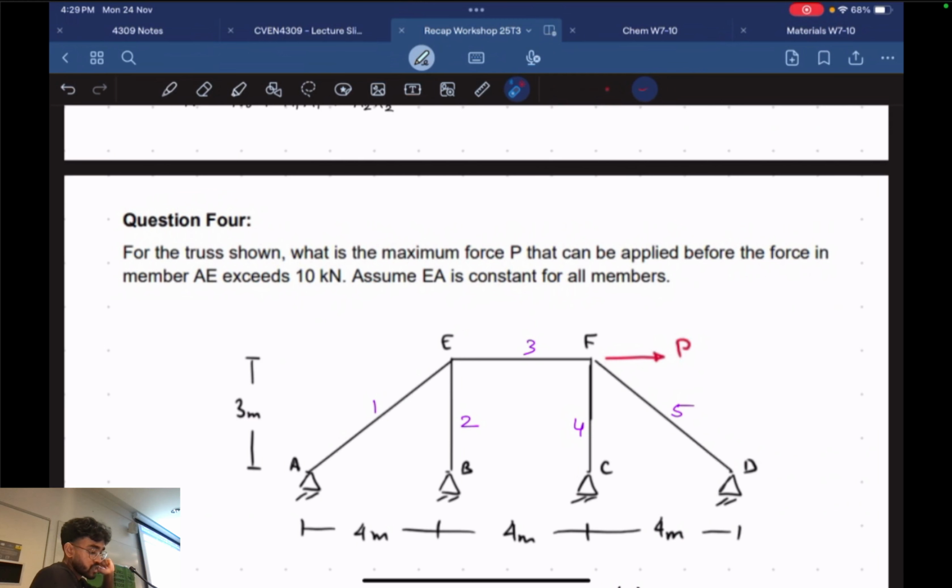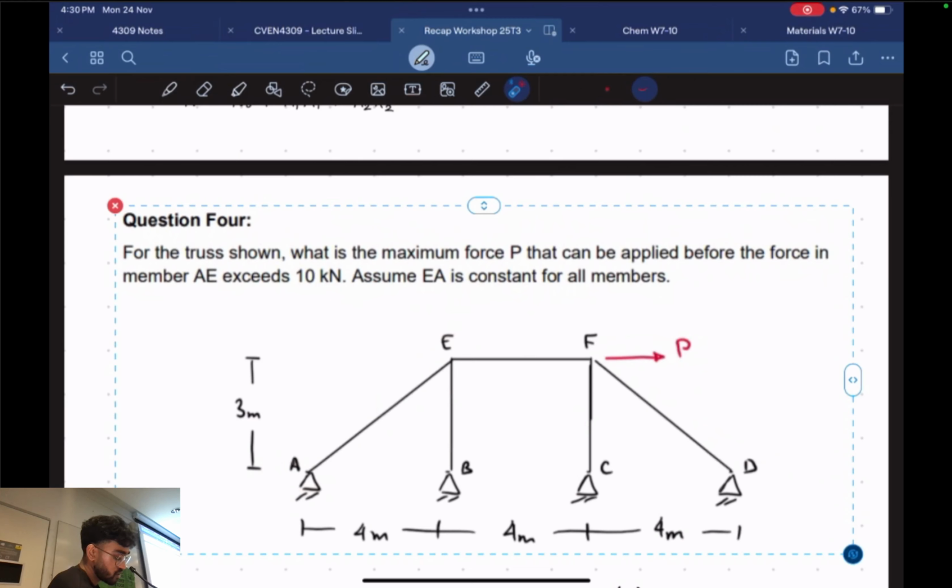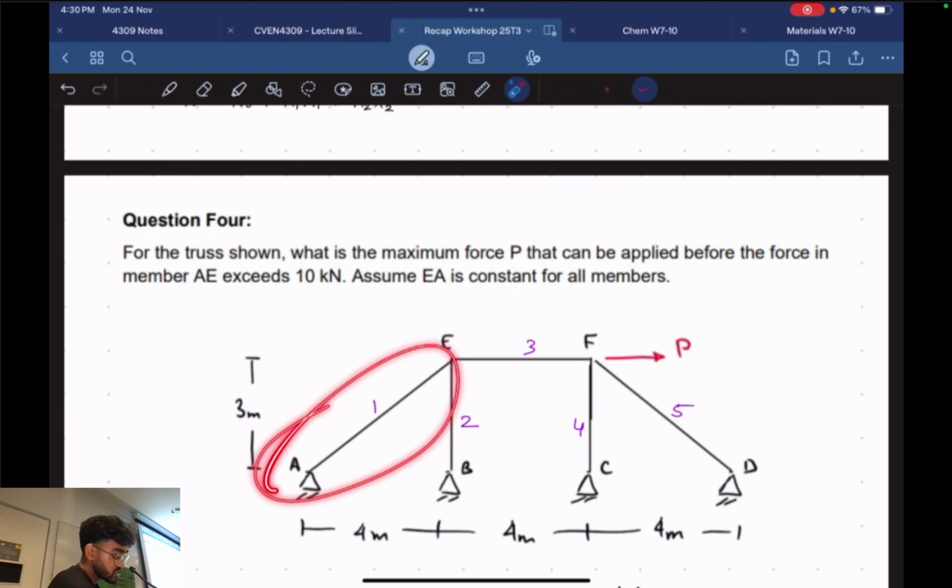For the truss below, what is the maximum force P that can be applied before the member AE exceeds 10 kilonewtons? So this is a bit of a different question. They're not exactly telling you to find the axial forces, but you're going to have to do it anyways. So you're going to have to somehow find the axial force of your member AE in terms of P. That's what we're looking at.